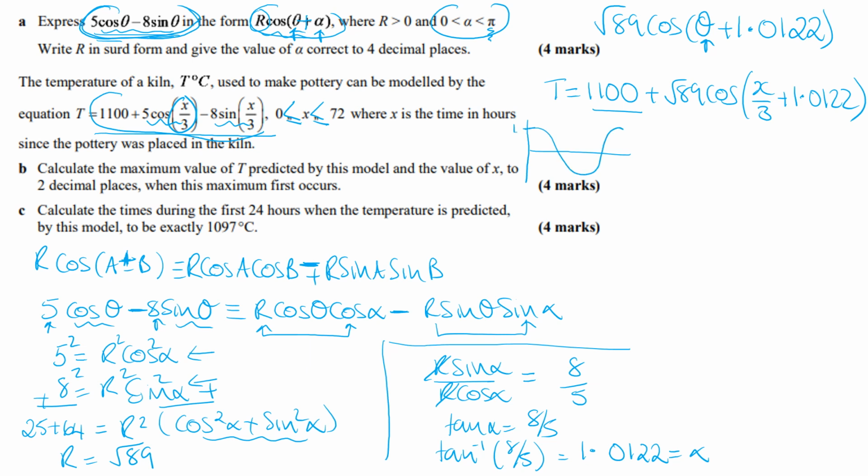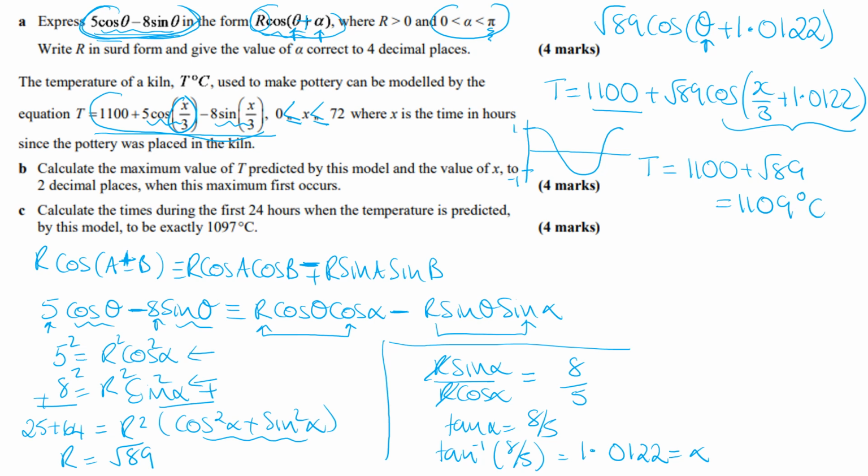goes from 1 to -1, and it can't go above 1, so all of this part is just going to vary between 1 and -1, and to give it its maximum is when it's going to be 1, so the maximum temperature this can be is going to be 1100 plus root 89, which comes out to be 1109 degrees C.